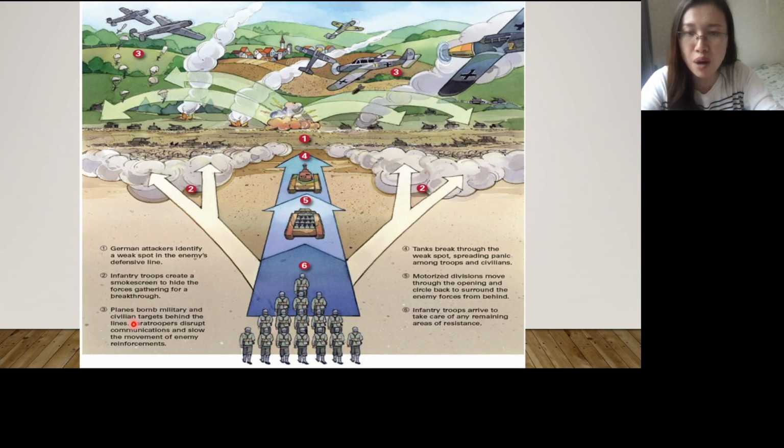And also next, planes bomb military and civilian targets behind the lines. This is when they send planes to the enemy's spot and use all those bombers to shock the people and turn them down, mentally and physically. And more importantly, the paratroopers sent from the planes disrupt the communication and slow the movements of the enemy reinforcement. When they cut the communication, the enemy was not really able to react efficiently. So this gave Nazi Germany's troops more time to take more places in a very efficient way, right? And then tanks break through the weak spot, spreading panic among the troops and civilians.